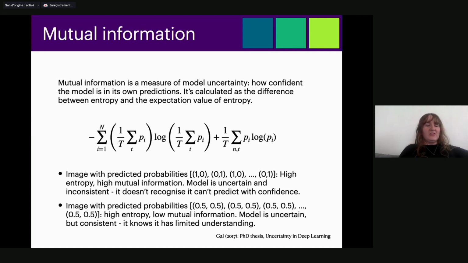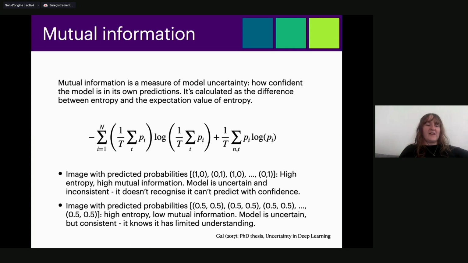Now, mutual information, which is a measure of model uncertainty. That is, how confident the model is that its predicted probabilities are correct. It's also calculated using an ensemble of predicted probabilities for different dropout configurations and is the difference between the entropy and the expectation value of the entropy.